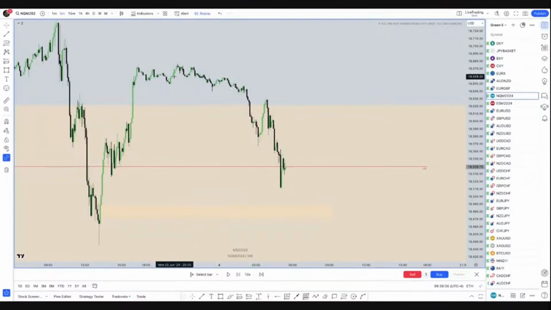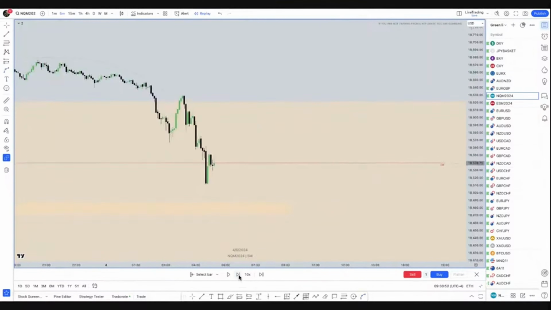But let's go over a few concepts here. First of all, the Judas swing. Accumulation in Asia, manipulation in London, and then you expect an expansion in New York. What do you see here? This is the staircase effect. And now let's see, where can you find an entry?